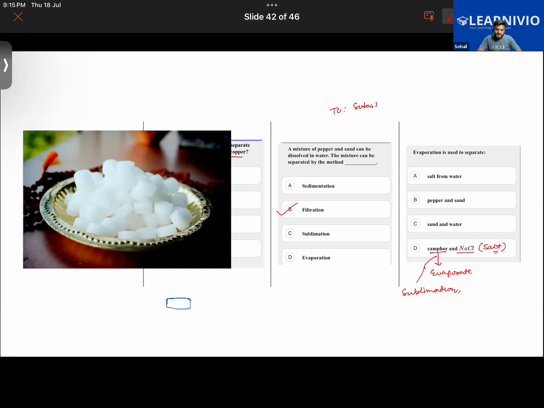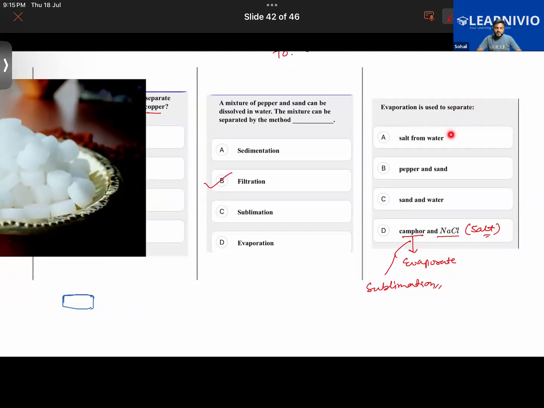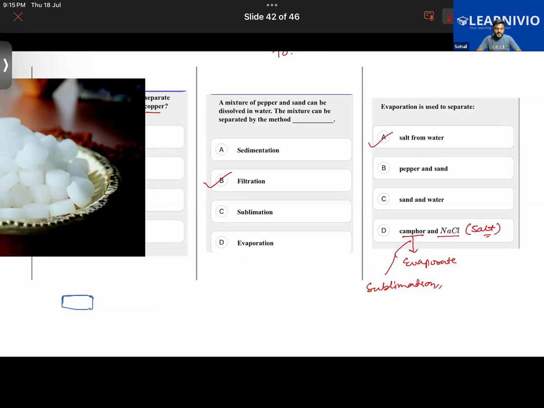See, let me explain this one. Evaporation is used to separate which one of these? Salt from water. Of course, we know about this one. Why evaporation? Salt can be separated from the water. Water will evaporate and salt will be left.